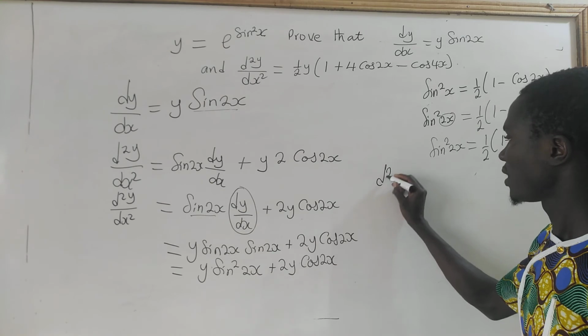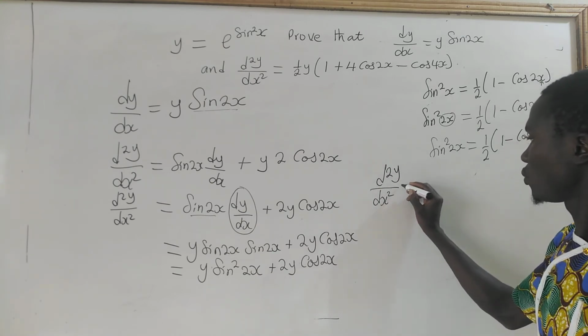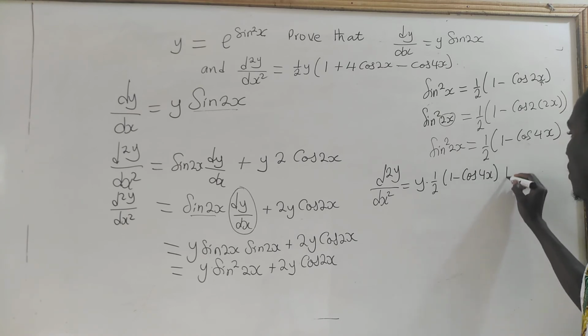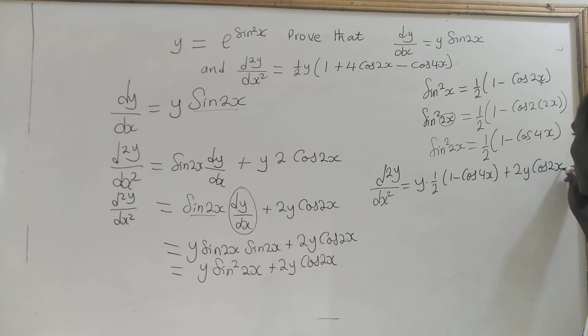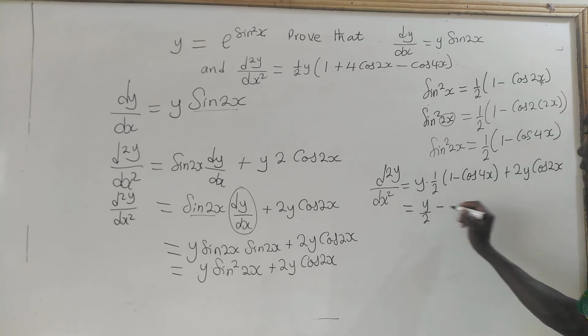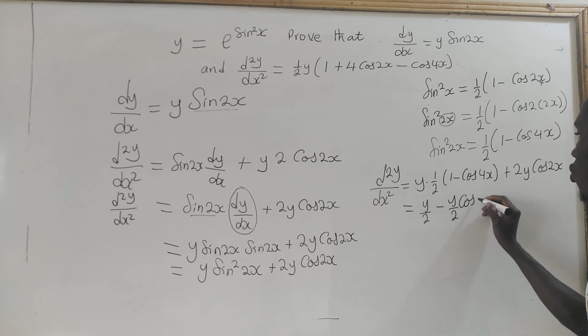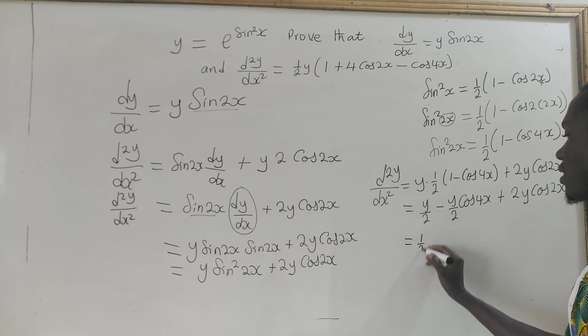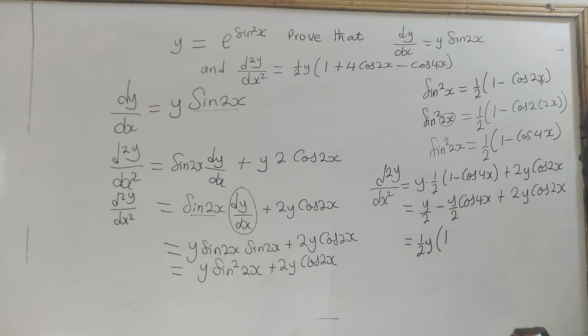So now we have d²y/dx² equal to y times half of 1 minus cosine of 4x plus 2y times cosine of 2x, which will give us y/2 minus y/2 times cosine of 4x plus 2y times cosine of 2x. Now, the question is telling us to factorize half of y out. So we factorize half of y, which is the same as y divided by 2. So here to remain 1 minus cosine of 4x plus 4 times cosine of 2x.